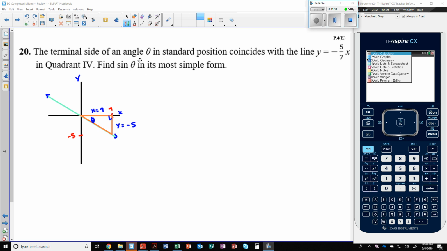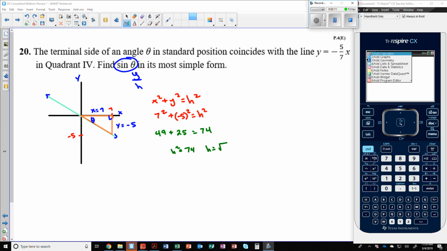So if we want to find sine theta, and sine is the same thing as y over h, the first step for us is to find the h. So I use the Pythagorean theorem that says x squared plus y squared equals h squared. Well, my x is 7, and my y is negative 5. So 7 squared is 49. And I would add that to 25 here. And when I add that, I'm getting 74. And I don't think we have a good square root of 74. If h squared equals 74, then h would equal the square root of 74.